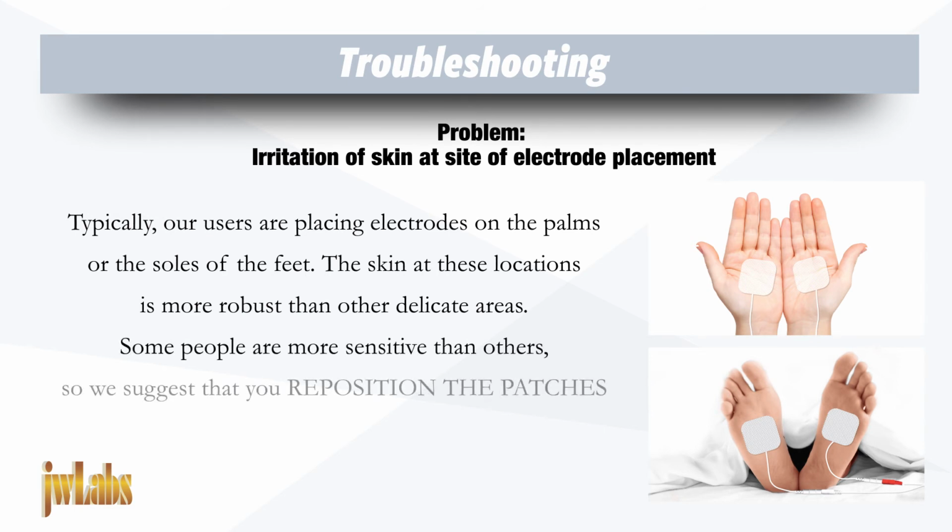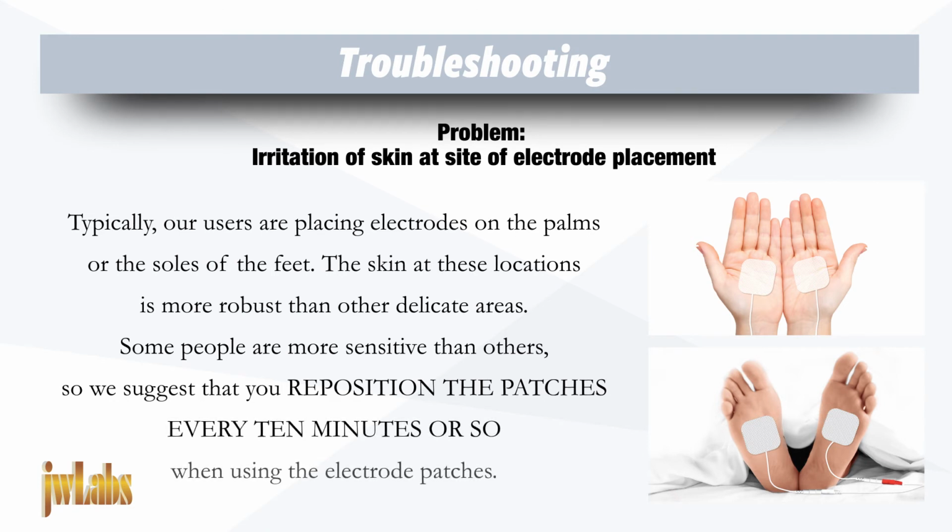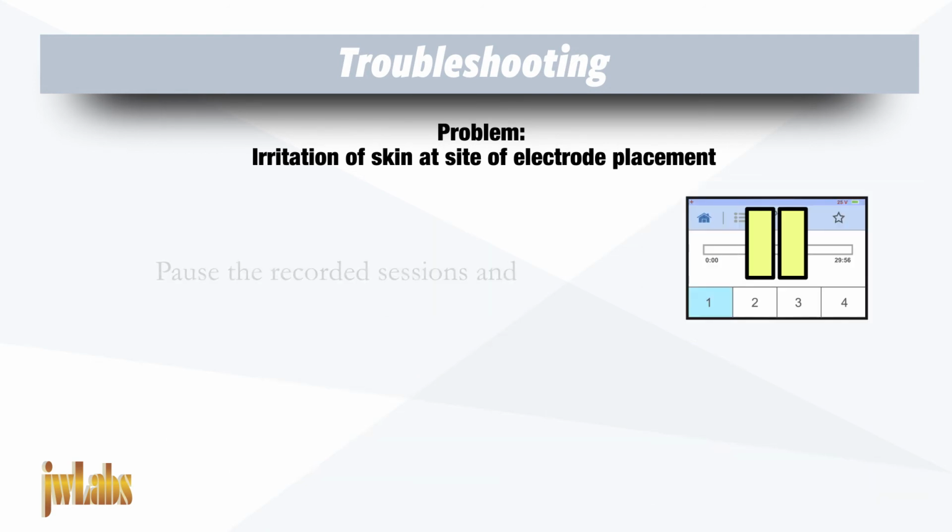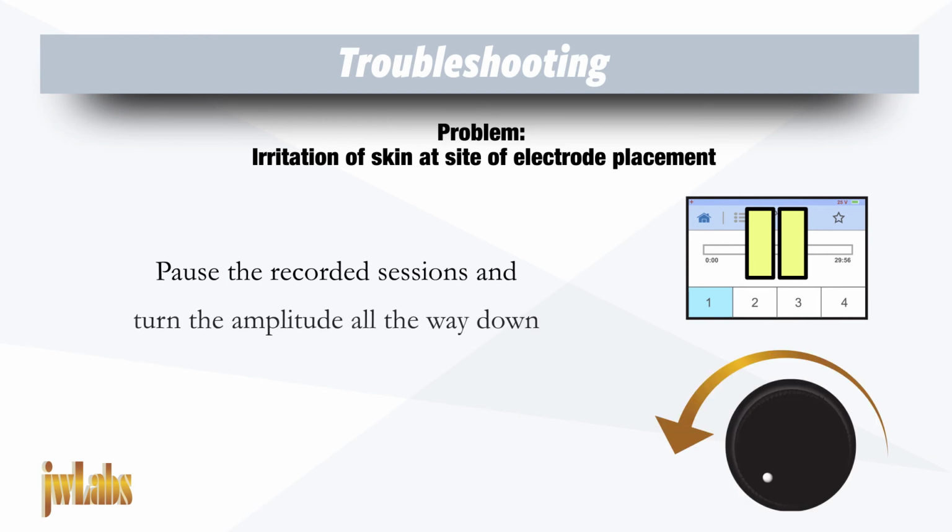Some people are more sensitive than others, so we suggest that you reposition the patches every 10 minutes or so when using the electrode patches on areas of the palms of your hands or soles of the feet. Pause the recorded sessions and turn the amplitude all the way down before doing this.